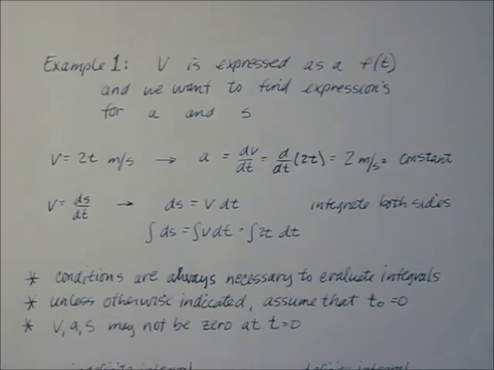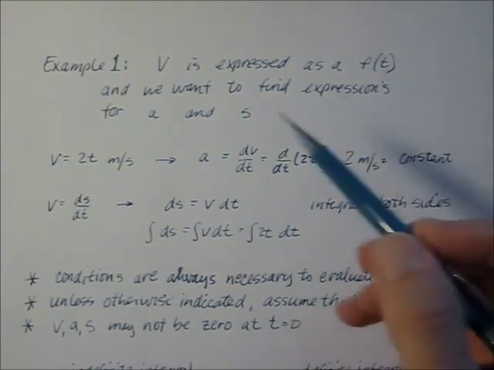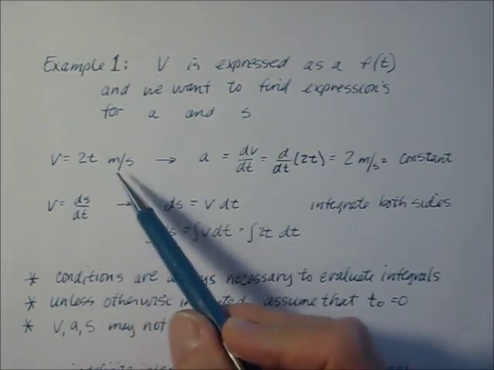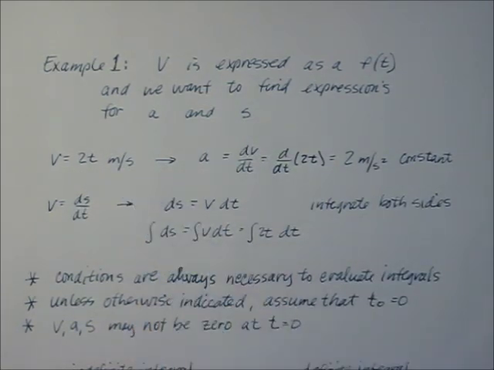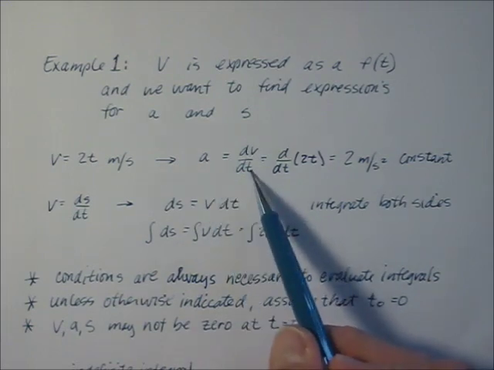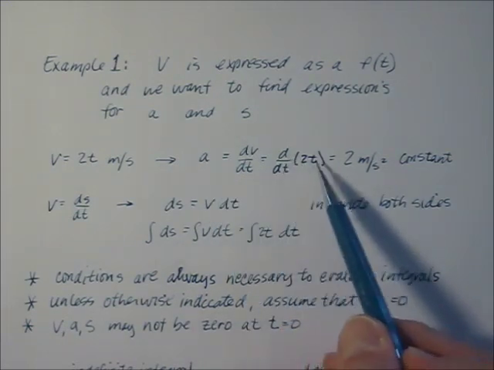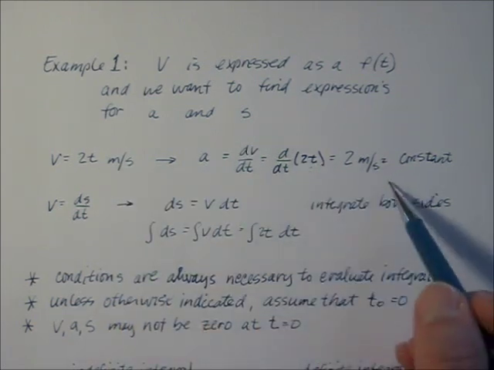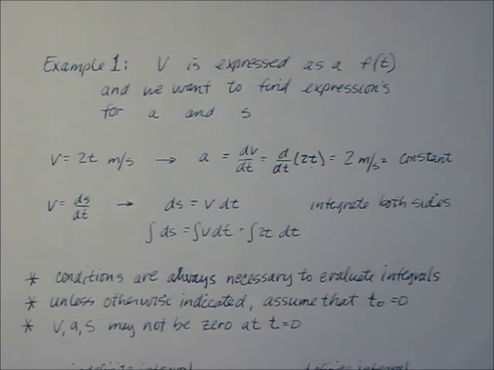All right, an example I'd like to share with you is, let's suggest that velocity is expressed as a function of time, and we want to find expressions for acceleration and position. So let's say that v is equal to 2t meters per second. We know that a is equal to dv/dt, which is the time derivative of velocity. Velocity is given as a function of time. Take that derivative, we can see that acceleration is now going to be 2, which is a constant.